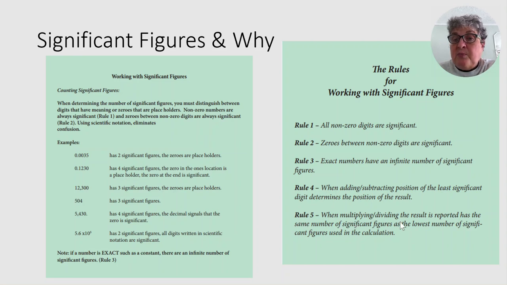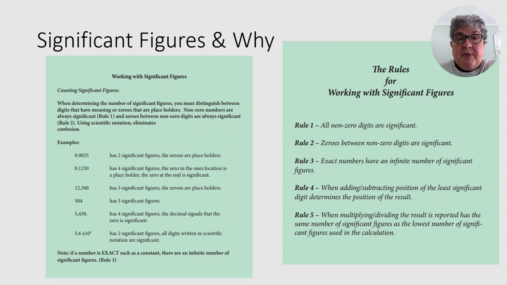Additionally, when you're multiplying or dividing, the result reported has the same number of significant figures as the lowest number of significant figures. So if I'm taking 12, which has two significant figures, and I'm multiplying it by 121, my answer is still only going to be in two significant figures because I'm dealing with that multiplication.